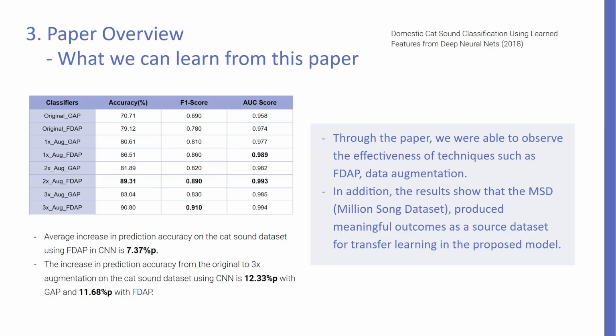First, using FDAP in the CNN led to an average prediction accuracy increase. Second, data augmentation significantly boosts performance. Finally, the success of using the million-song dataset for transfer learning showed that features from one domain like music can be effectively applied to another sound classification.